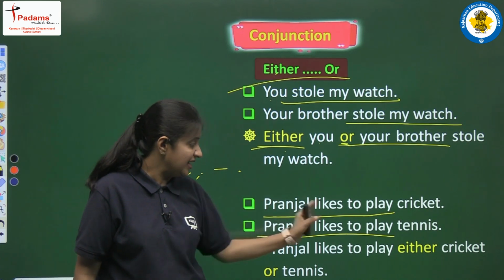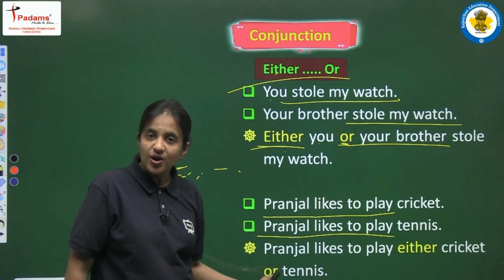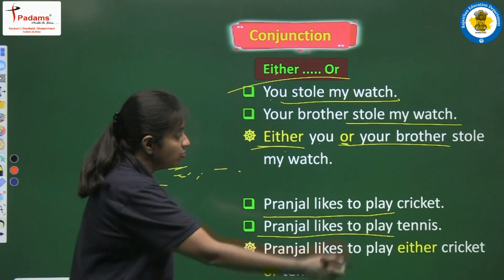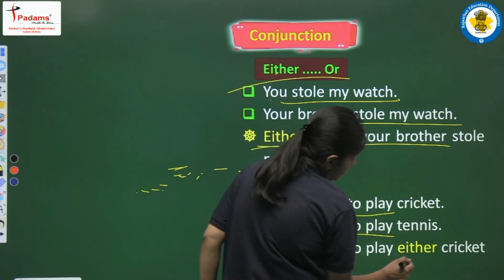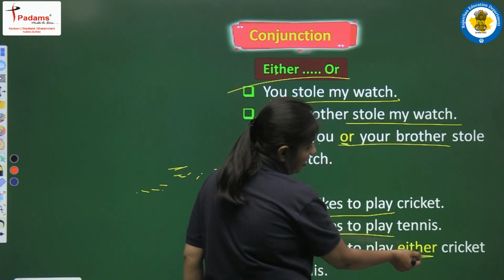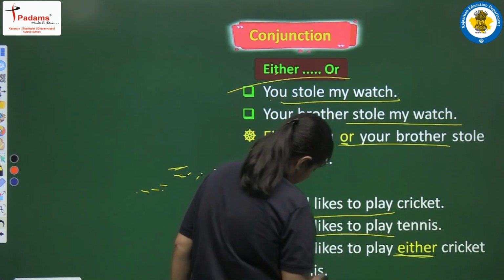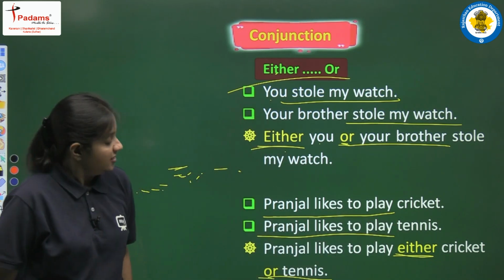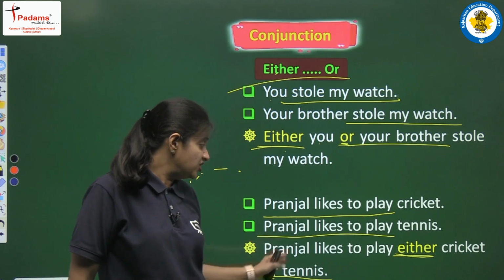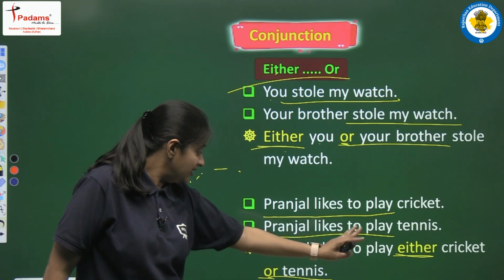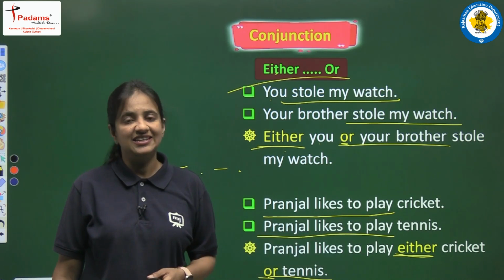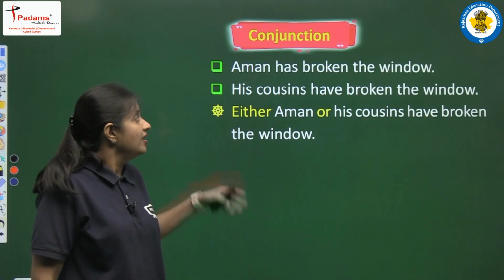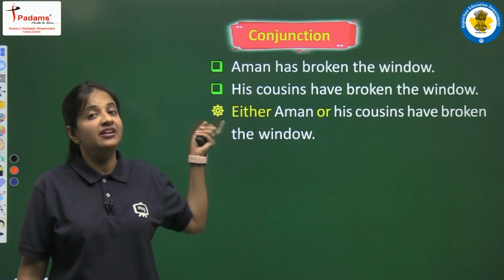Alright, so now we are having the common part first of all, that is Pranjal likes to play. So that we have to write here. So we are writing Pranjal likes to play. Right. Next we have to join tennis, cricket. So first of all, we are writing either. After either, the first word, that is cricket, then or, and after or, the second word, that is tennis. So the complete sentence will be Pranjal likes to play either cricket or tennis. Right. So in this manner we have to use either or.